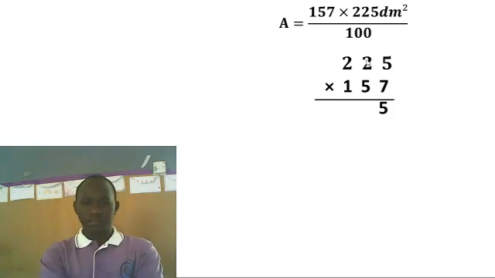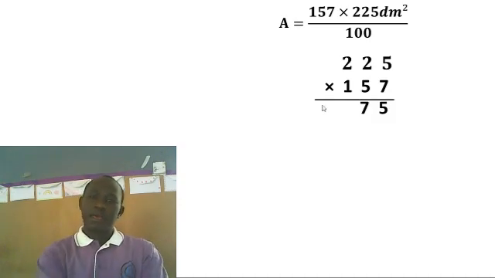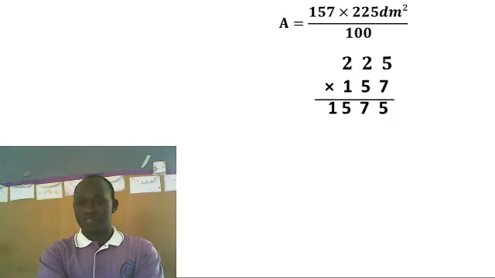Now 14 plus 3 that I had regrouped will take us to 17. Since it takes us to 17, still I'll write 7 and regroup 1. I still have these 200s, so I need to multiply 7 by 2, which is still 14. Now 14, I had regrouped 1, so it is 14 plus the 1 which I had regrouped to give us 15.